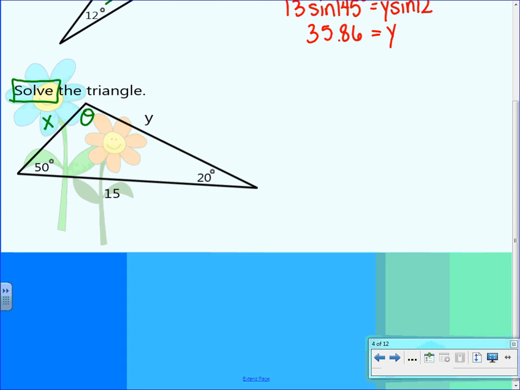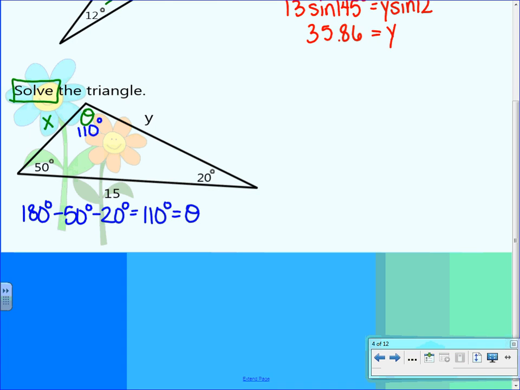If you're given 2 angles of a triangle, the next easiest thing always to find is that third angle. We know that all 3 angles in a triangle add to 180. So if I take 180, subtract the 2 angles that I know, in this case I'm left with 110, which solves for theta.